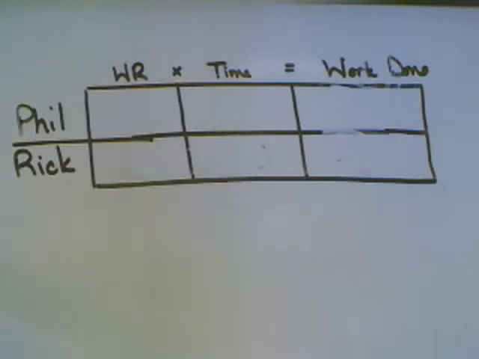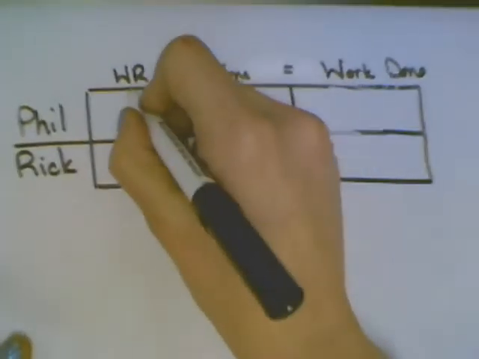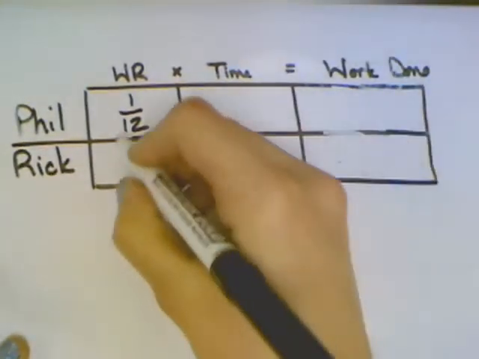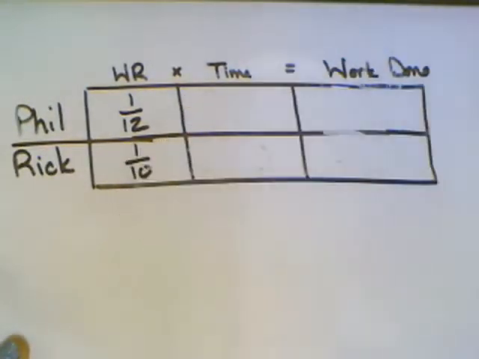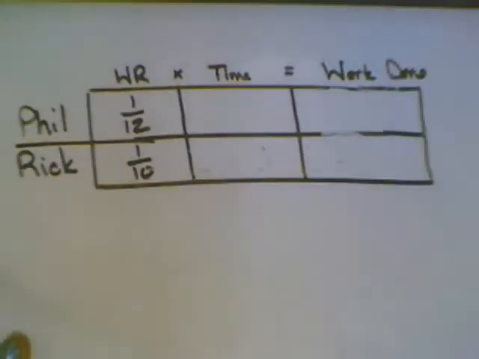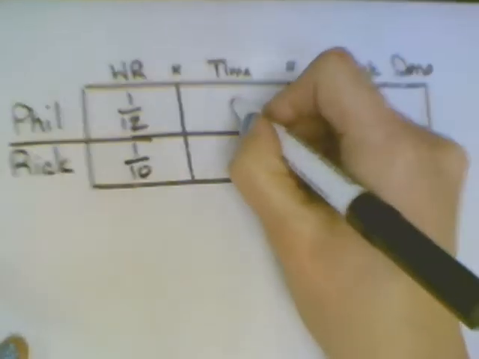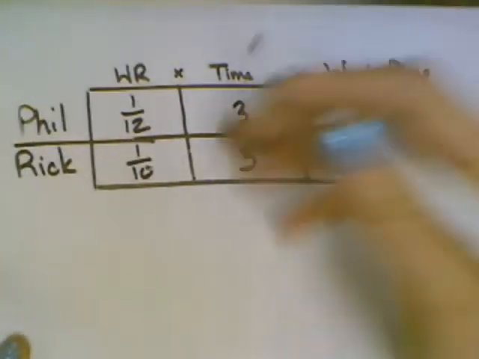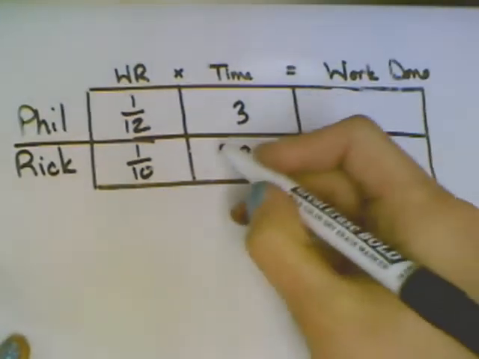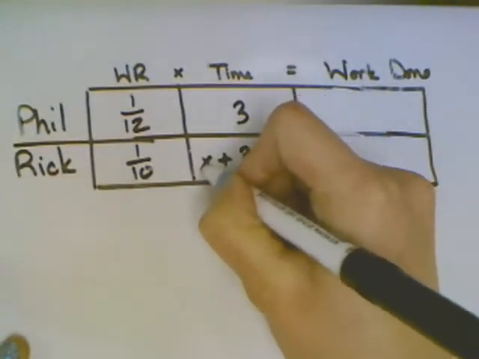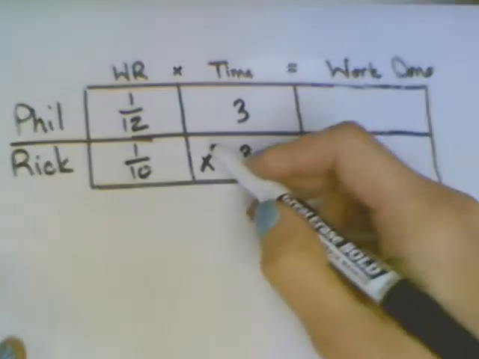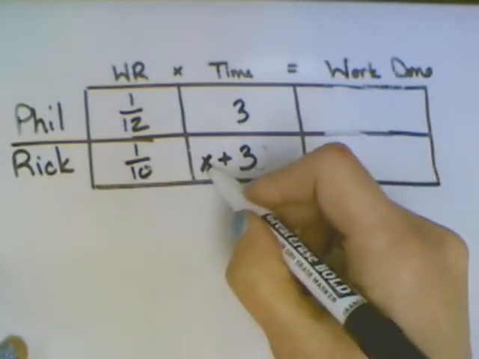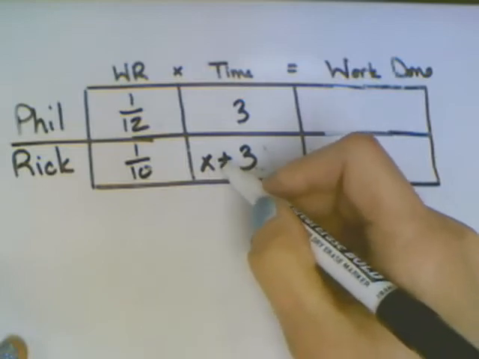In this problem, Phil's work rate is 1 job per 12 hours. Rick's work rate is 1 job for 10 hours. What's tricky about this one is the time. They're both working together for 3 hours. But Phil is going to stop at some point and only work the 3 hours. Rick's going to keep working. We don't know how long he's going to keep working, so we call it X. Phil's only going to work 3 hours. Rick's going to work 3 hours plus whatever else is needed to finish the job.